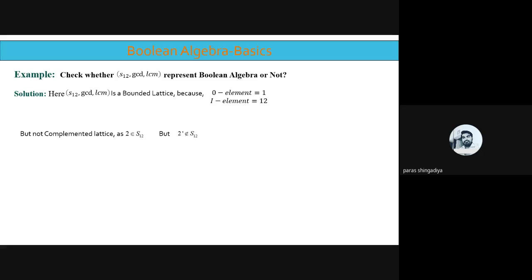So here we have S12. And how many elements are included in S12? S12 can be written as 1, 2, 3, 4, 6, and 12. Here the 0 element will be 1. This is called the 0 element. And the I element is equal to 12, the last element. So 1 and 12 belong to S12. Clear? So we can say it is a bounded lattice. We have a lattice, and it is also a bounded lattice. And now the third parameter is, let us check whether it is a complemented lattice or not.